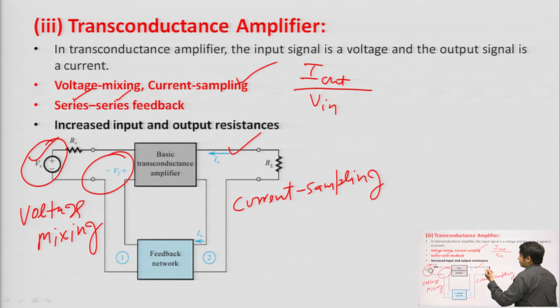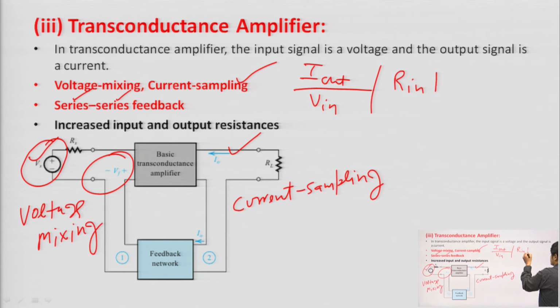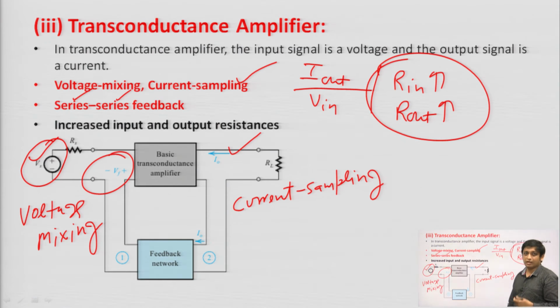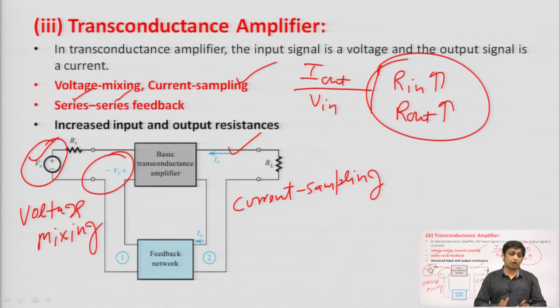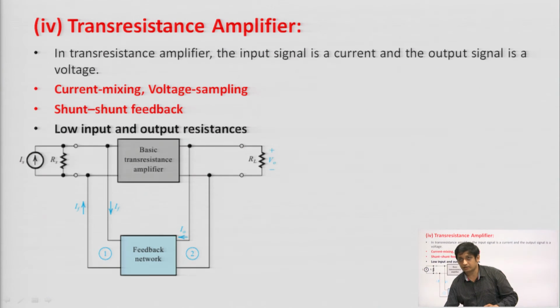And of course, for a transconductance amplifier it is desirable that your input resistance should be high and your output resistance should be high, and negative feedback helps in achieving higher input resistance and higher output resistance. We will derive these expressions of input and output resistance for all amplifiers with the help of negative feedback.